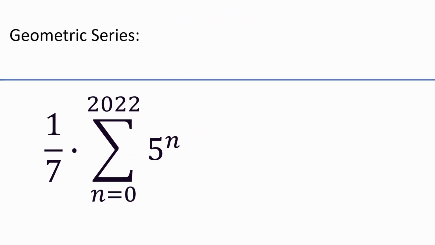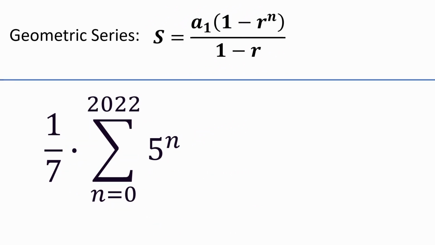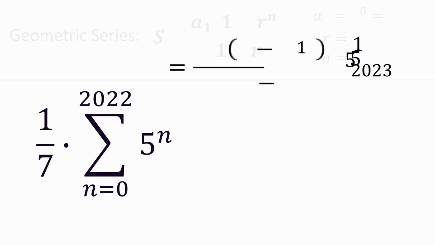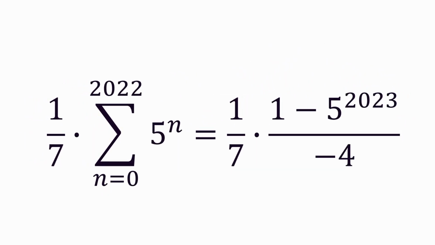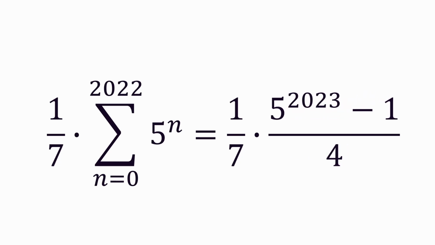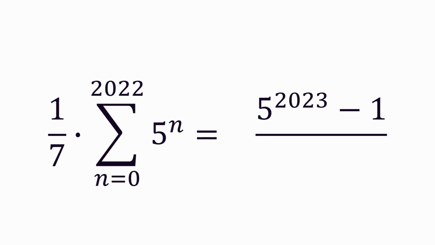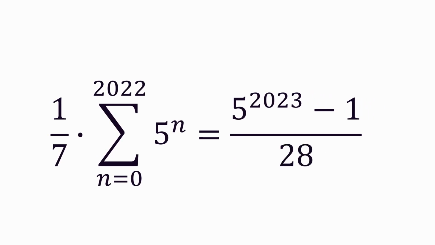For a finite geometric series, the formula is this, where a1 would be the first term, which is 1, r would be the common ratio, in this case 5, and n would be the number of terms, 2023, since we're starting at 0, not 1. Substituting those values into the formula, we get the following. Now just simplify the numerator, then multiply the numerator and denominator by -1, and multiply the denominators. And we get this nice expression.